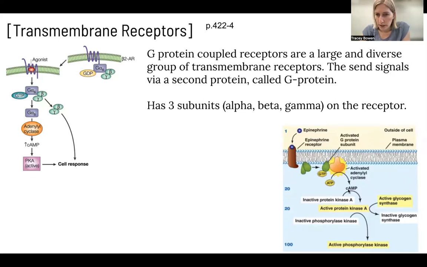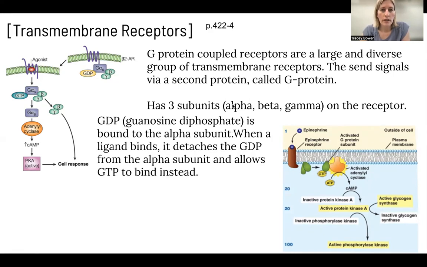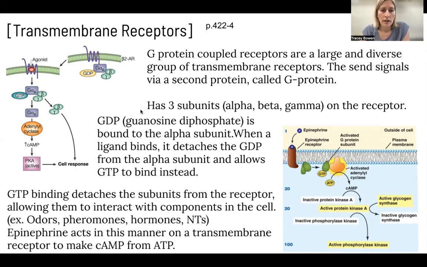Let's look at this image here. So we have our G alpha, beta, gamma, and initially GDP is attached here to the G alpha. GDP is guanosine diphosphate. It's bound to that alpha subunit. When a ligand binds, then that GDP is going to detach and it's going to allow GTP to bind instead. And so once the GTP binds, it's going to detach the subunits from the receptor. So the alpha subunit stays there, but beta and gamma go off and do their own thing.